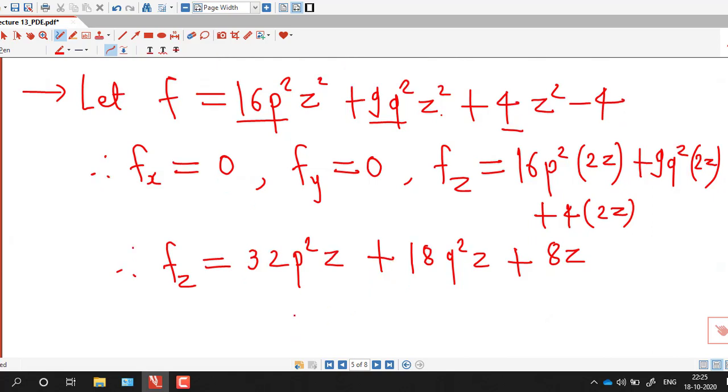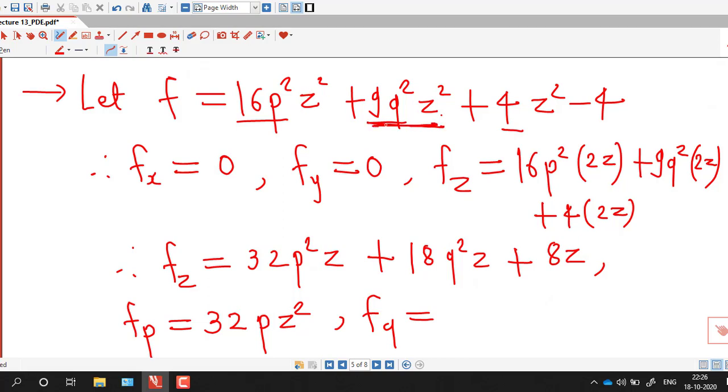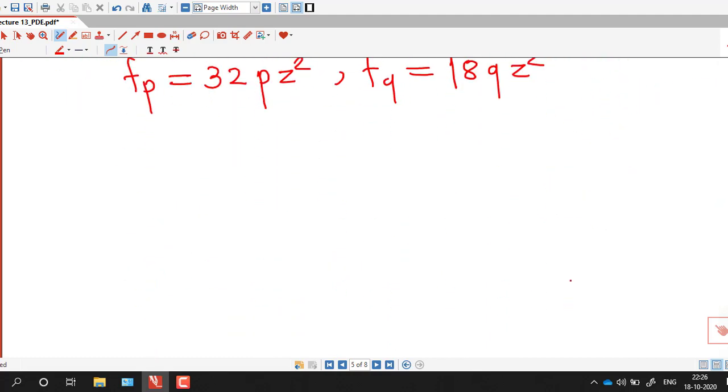Then we find the partial derivative of small f with respect to small p. So here 16z square is constant and the derivative of p square is 2p, so it is 32pz square, and there is no p in any other term. And del f by del q: there is a q square in the second term only, so it is going to be 9z square into 2q, so that is 18qz square.